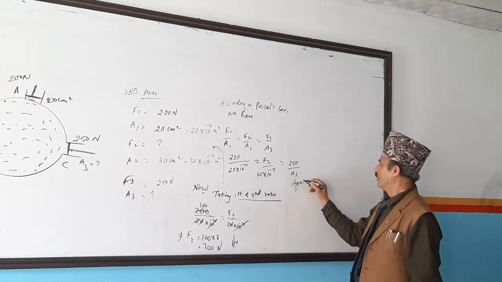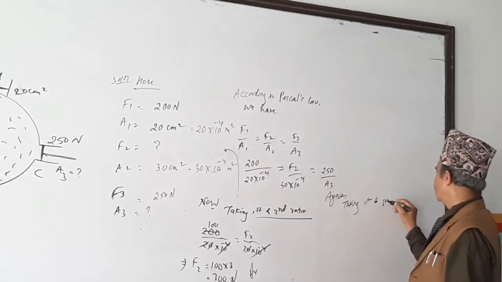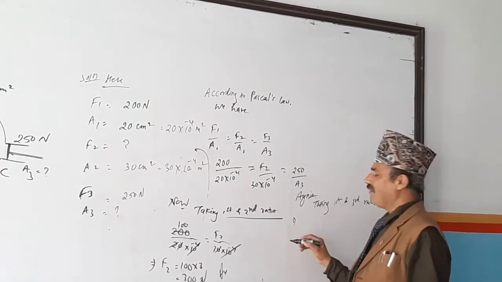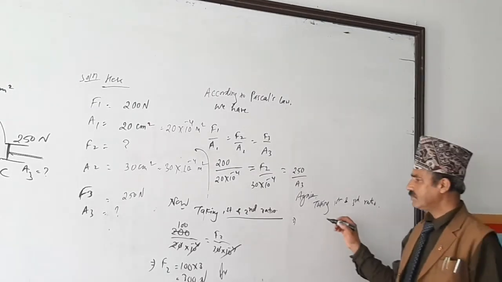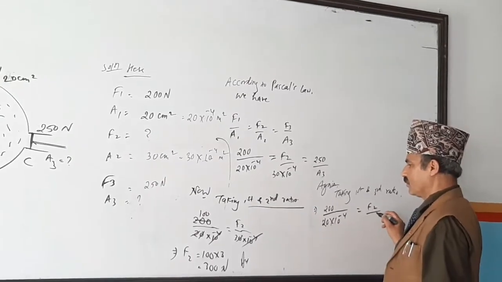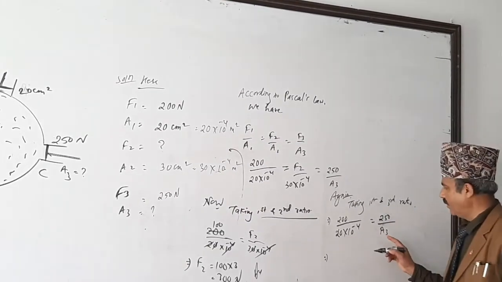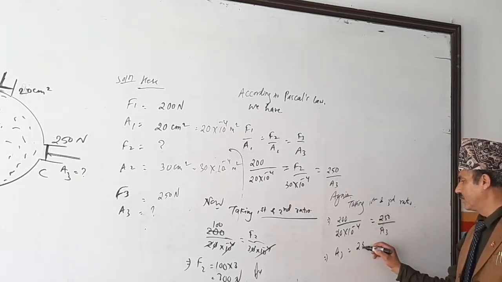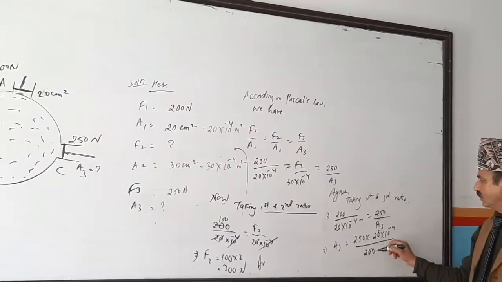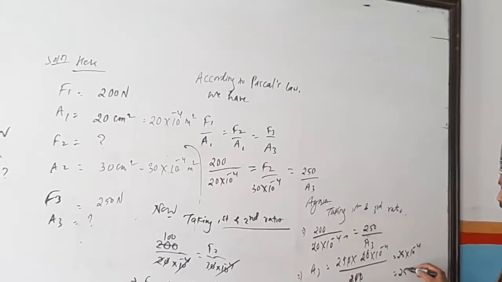Again, what are we going to take? Taking the first and third ratio. Sometimes you will take first and second every time, then the answer will come the same. Look at it. The first one is 200 by 20 multiplied by 10 to the power minus 4 equals F3, which is 250 by A3. A3 goes here. A3 equals 250 multiplied by 20 times 10 to the power minus 4 by 200. How much does it come? Cancel. It came to 25 times 10 to the power minus 4.